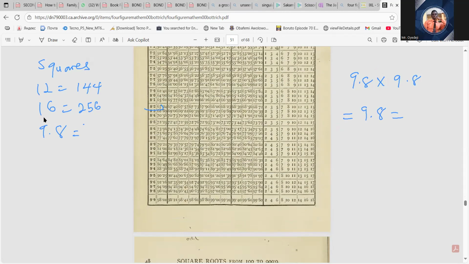Let me annotate that. We have 9.8 here. Oh, pardon, 9.8 here. It is here. It's not 9.2. That's 96.04.